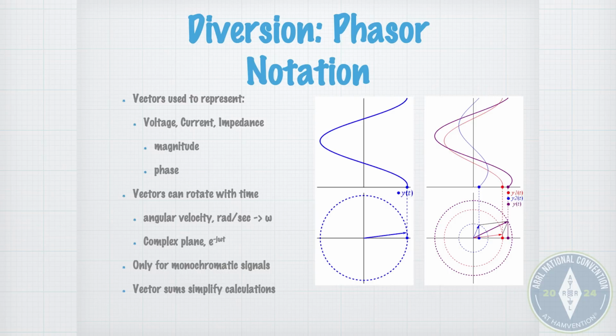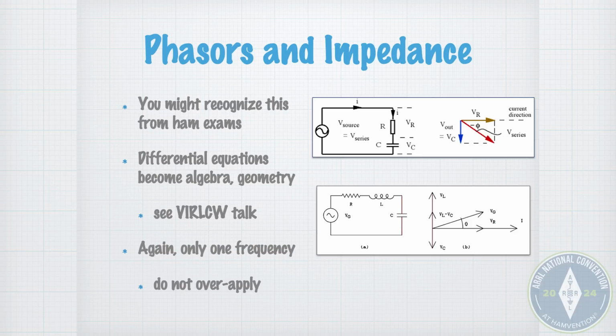But a lot of people over-apply these. It's only valid for a given frequency. I say monochromatic, and that's what I mean. It only works at one frequency, of course. But in our ham radio, we can kind of approximate that because we operate sort of at one frequency. We don't move it too much. So we can sort of pretend that it's at one frequency and get answers that are accurate enough.